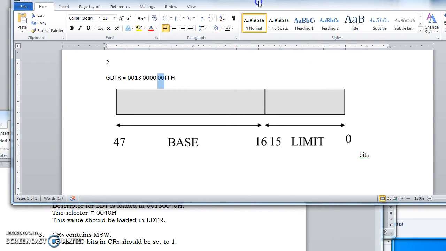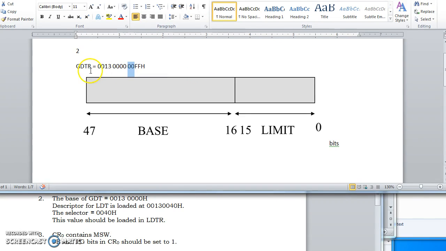So this is the GDTR given: 00130000FFH. From here we can find the base of the GDT, which is 0013. Bits 0 to 15 is this one, which is the limit. Okay, but the rest of it is the base of the GDT.